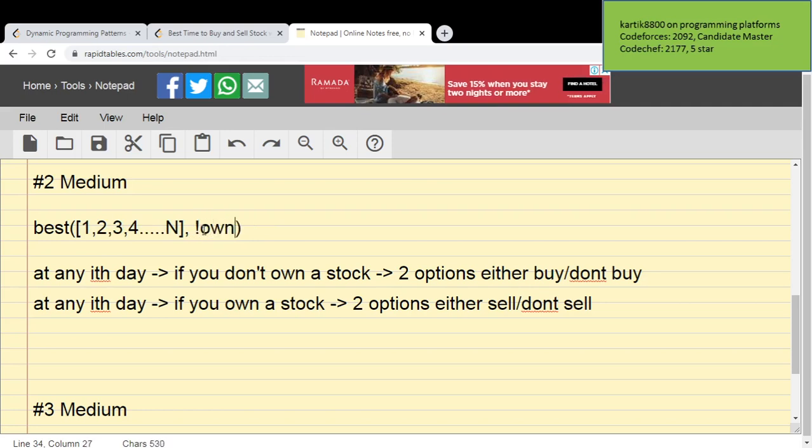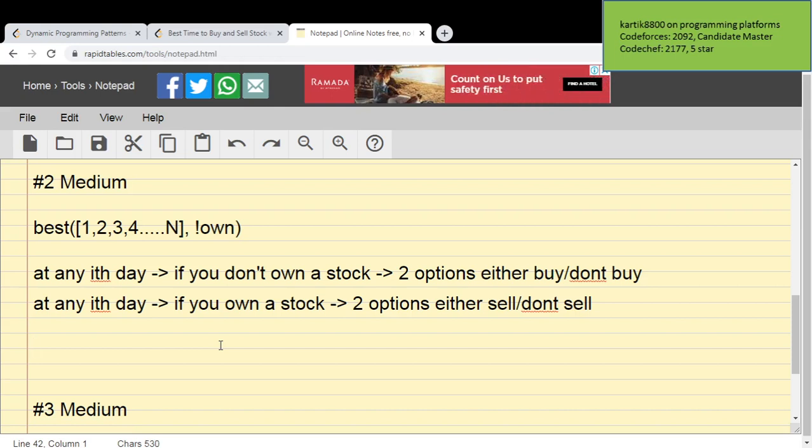So I'll represent it as not own. So you need to find what is the best answer for this. That's all you need to do. And you know that at day 1, you can either buy a stock or don't buy. So among the two possibilities, whichever is better for you, you'll go with that.